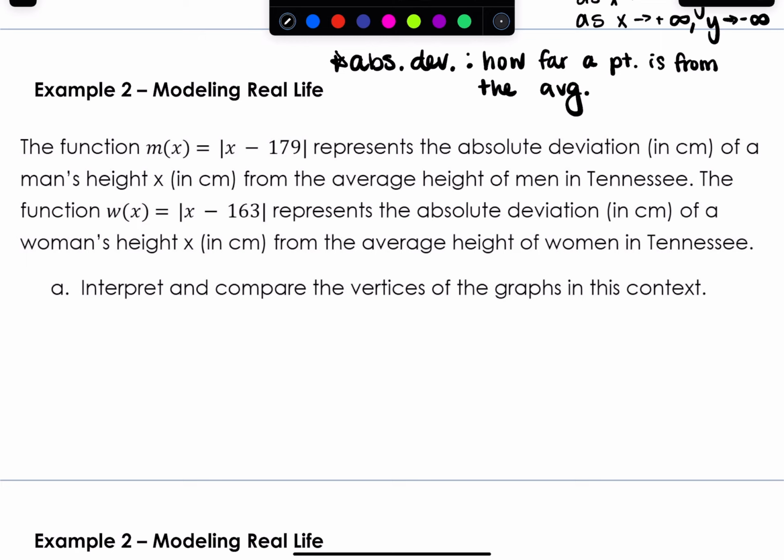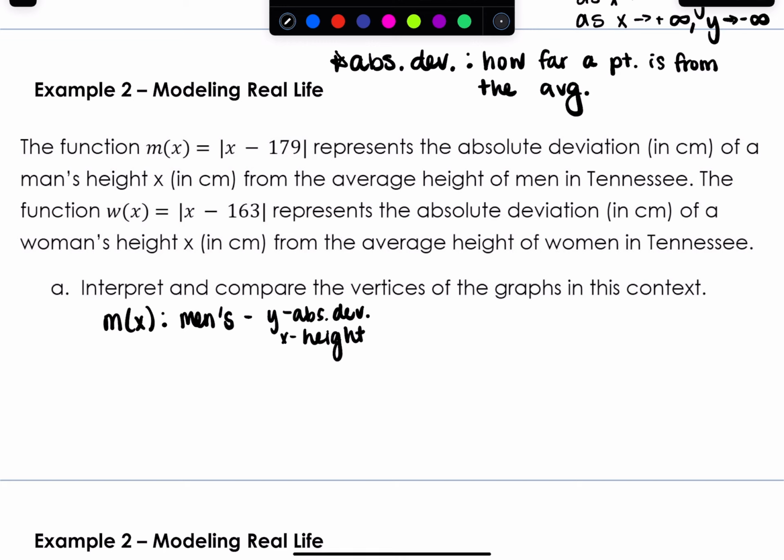All right, so the function m of x equals absolute value x minus 179 represents the absolute deviation, so how far each point is from the average, of a man's height x from the average height of men in Tennessee. Okay, so m is my men's. My y represents the absolute deviation. My x represents the height.